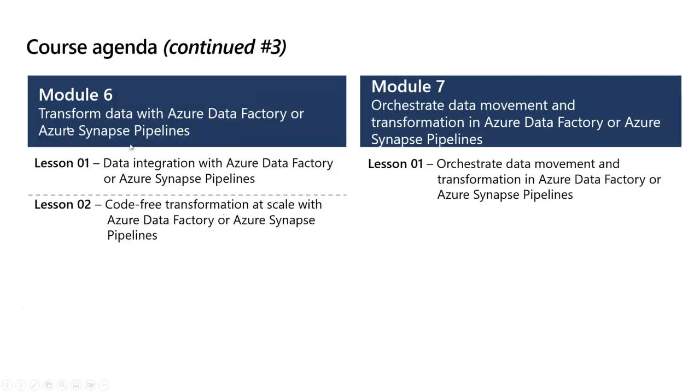Okay, so following up, Module 6 and Module 7, transform data. So again, this is the next step with ETL processes. And Module 7 is about orchestrating data movement.